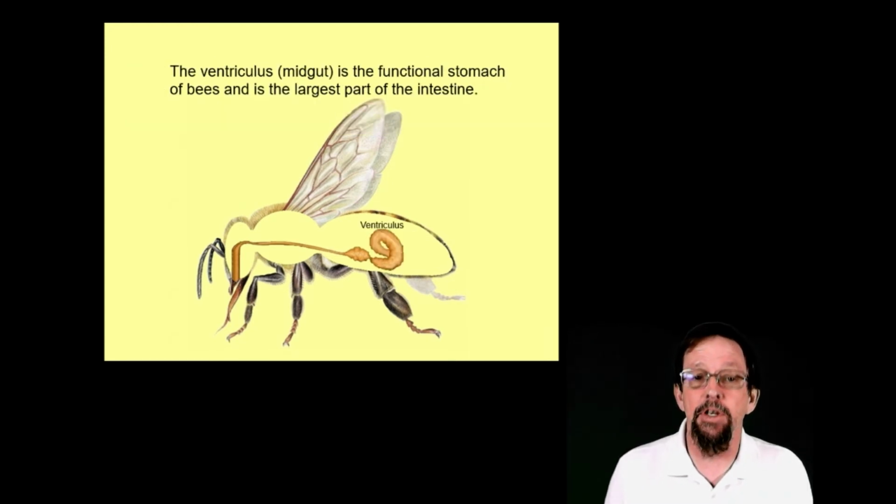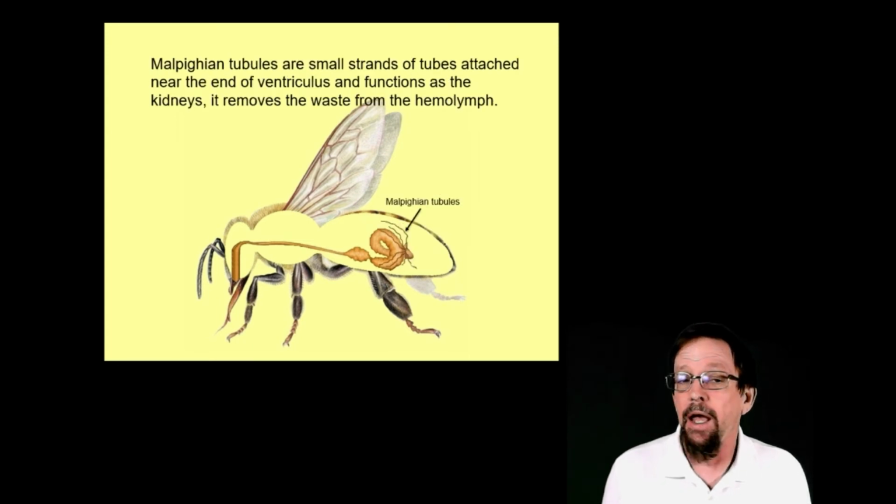Next is the ventriculus, or the midgut, and this functions as the stomach and is the largest part of the bee's intestine. Next is the Malpighian tubes, which are small strands of tubes attached near the end of the ventriculus and they function as the kidneys to remove waste from the hemolymph.